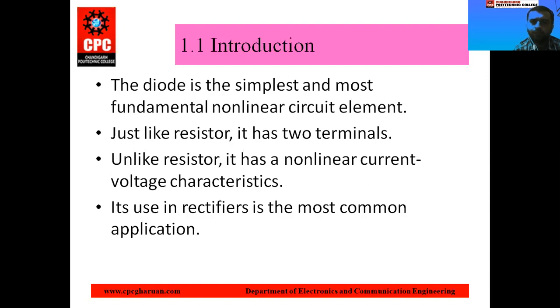This diode is mostly used in rectifiers and their applications, and non-linear current-voltage characteristics are formed in the PN junction diode. This is a unidirectional device in which current flows in a single direction in an ordinary PN junction diode. It is just like a resistance. It has two terminals, P-type and N-type, positive and negative, named anode and cathode.